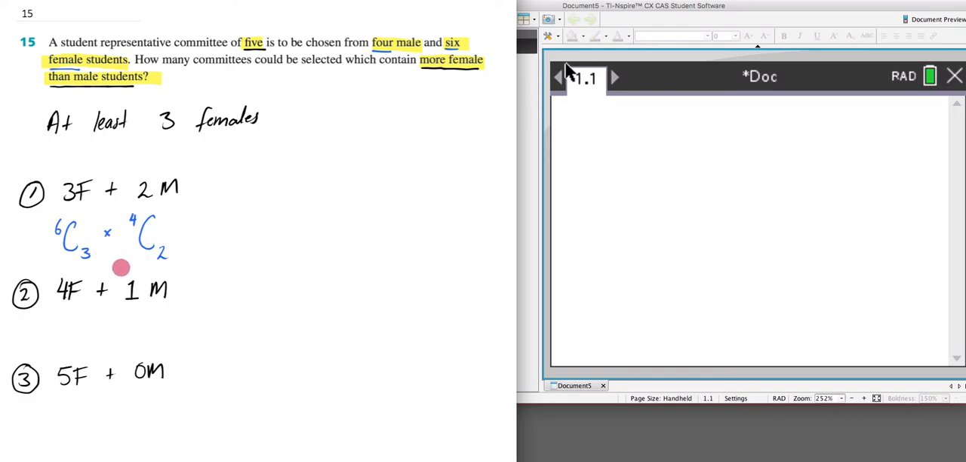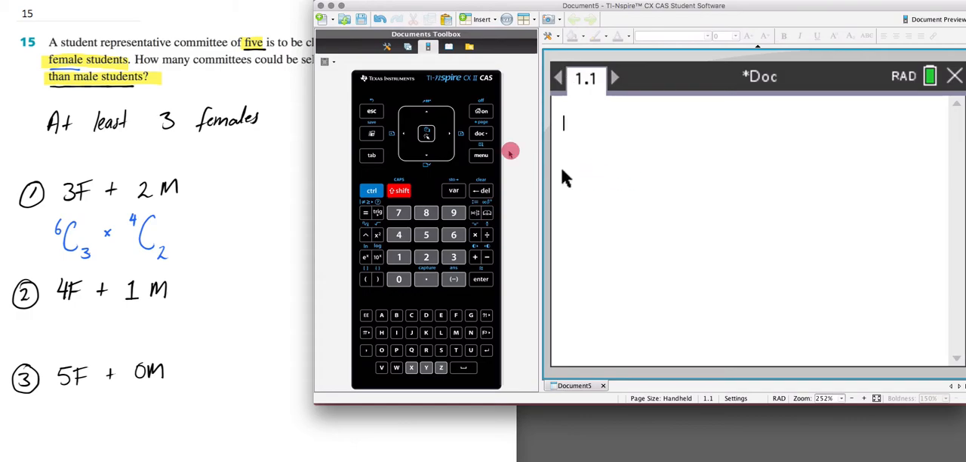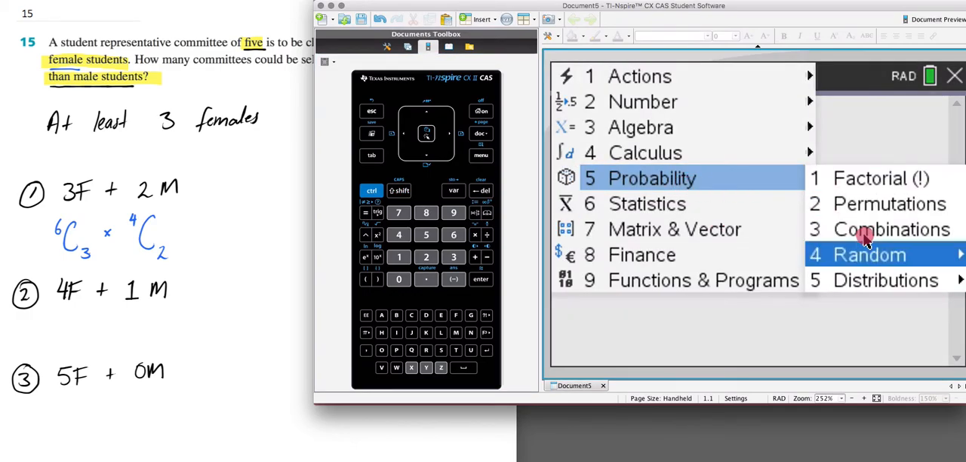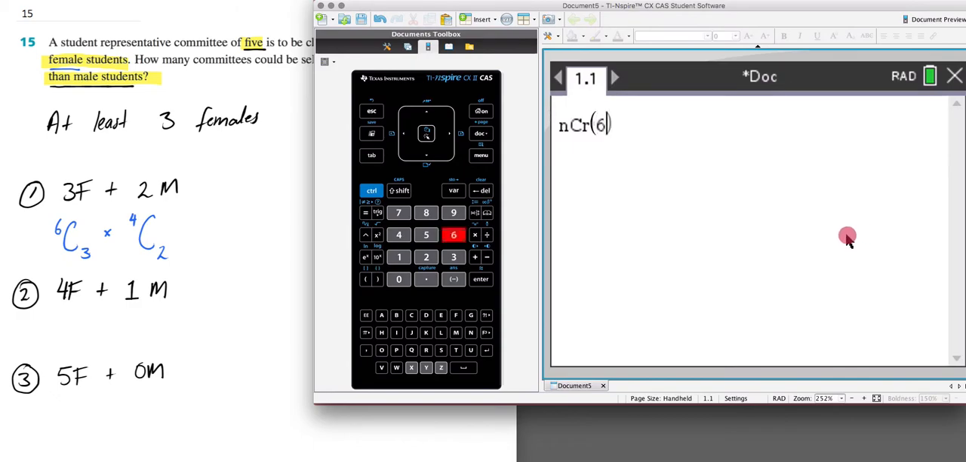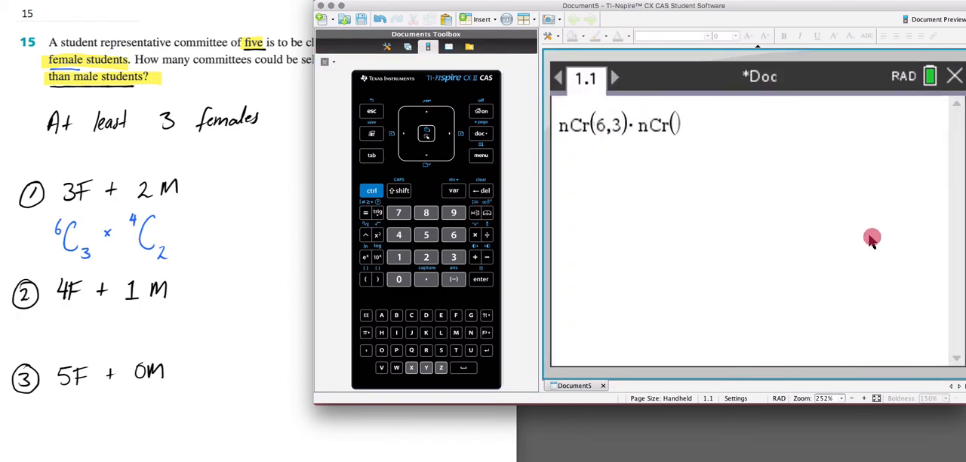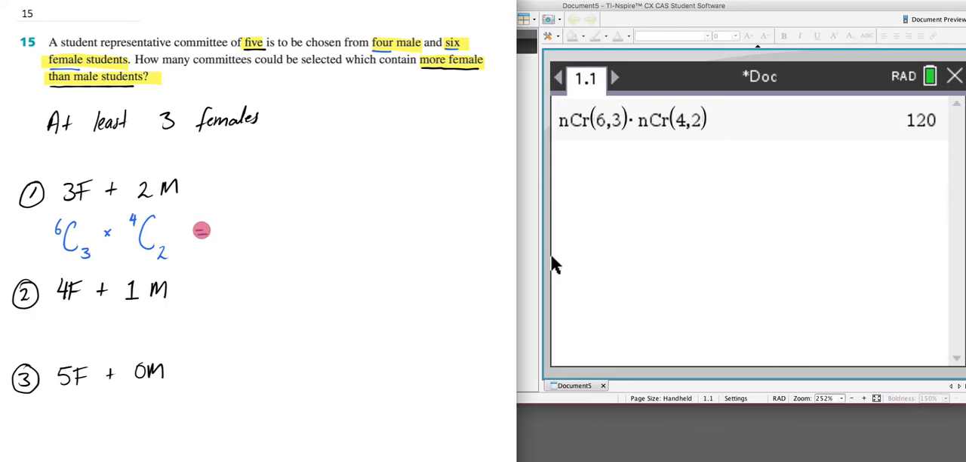So after we've done that, I'm then going to come to my CAS calculator and put in that information. So I'm going to go probability, I'm going to go combinations, and I'm going to go 6 and 3. Then I'm going to multiply that by menu, probability, combinations, 4 and 2 for my males. So that's going to be 120. Next, I have 4 females and 1 male.